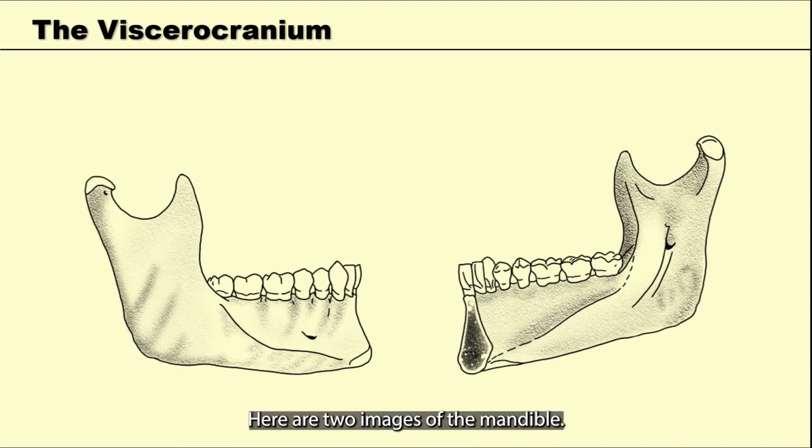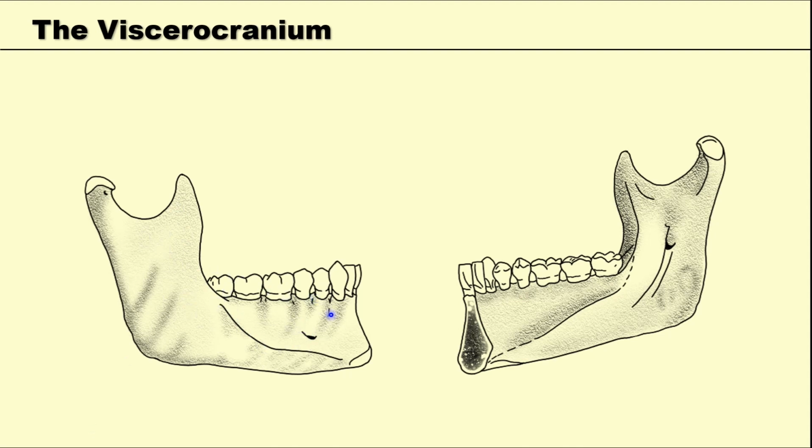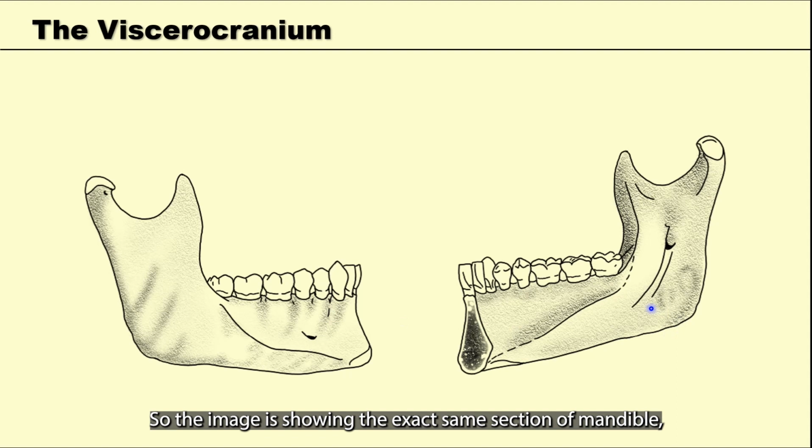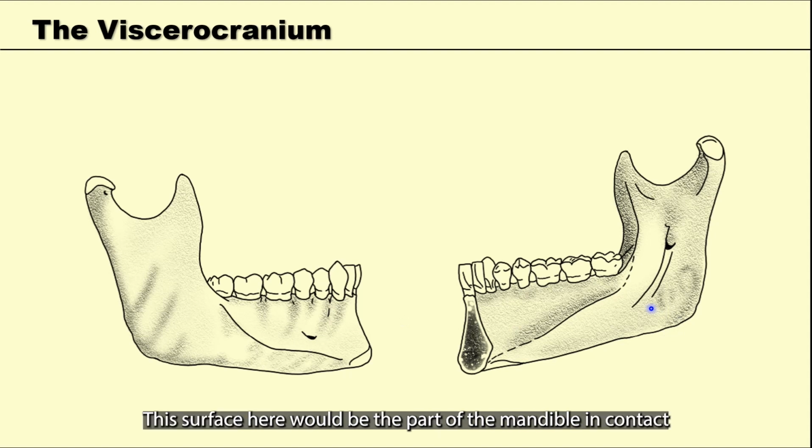Here are two images of the mandible. This one shows a lateral perspective. We are looking at the mandible from the outside, so this surface would be in contact with our cheek and chin. The other image is showing the exact same section of mandible, but from a medial perspective. This surface here would be the part of the mandible in contact with our tongue.